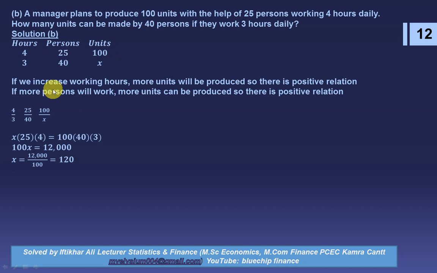Now what is the relation of persons with units? If we increase the number of persons, units will be increased, so it is a positive relation, so there is no need to change the order. So 25/40 and 100/x, so simply x multiplied with 25 and 4 and 100 multiplied with 40 and 3 and solve it, x will be 120.